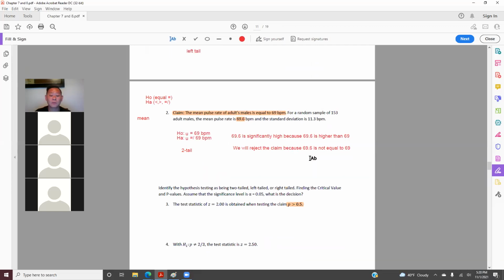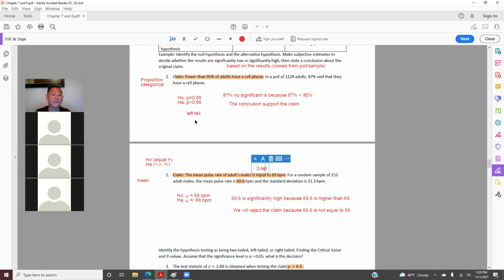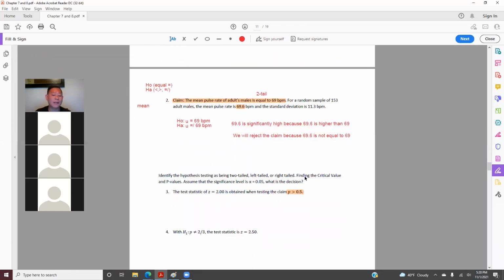Two tail. Two tail is when you have what claim statements? A claim statement uses the word what? Equal. Equal. And if it's a left tail, what does a claim statement use? Fewer or less than. So this is the symbol we use.